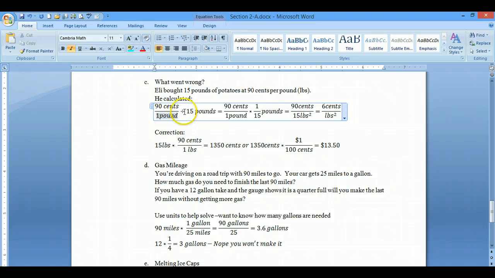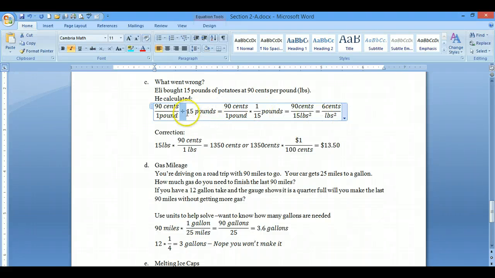When I divide fractions, I flip and multiply, so I need to flip this one and multiply by 1 over 15 pounds. So now nothing cancels here. On the top I have 90 cents, and on the bottom I have 2 pounds. Pounds and pounds give me pounds squared. Is it 6 cents per pound squared? That doesn't make sense. So let's go through and find the correction.